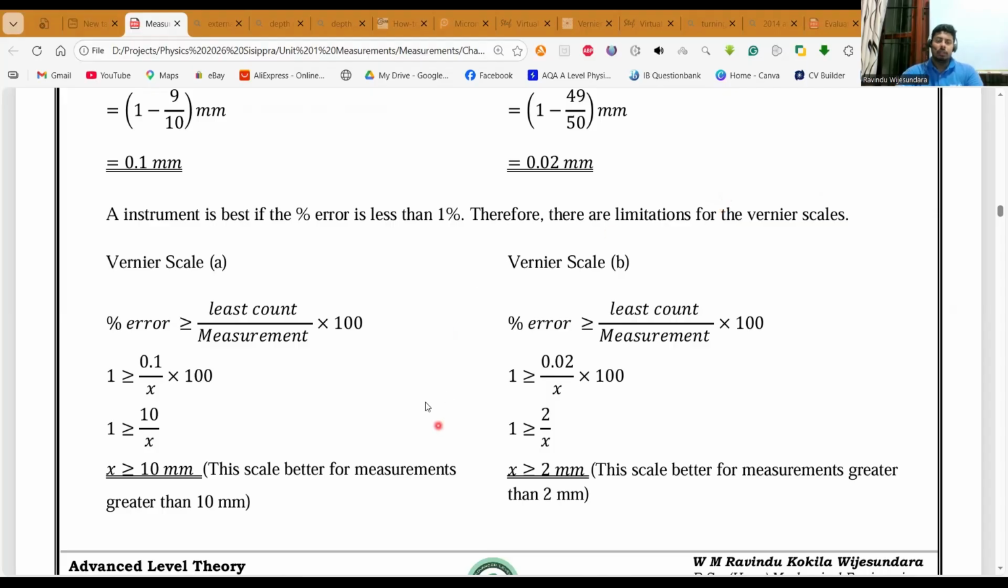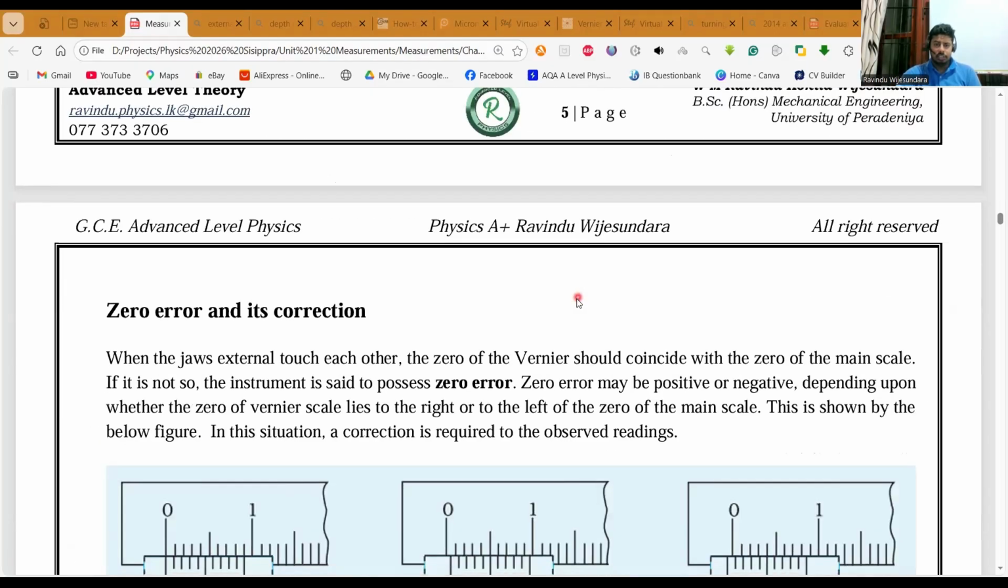So we need an accurate answer. That's why we are checking the maximum or minimum measurements that can be taken with each vernier caliper with a maximum percentage error. The maximum percentage error is 1%. You cannot have an error of more than 1%. If you have an error of more than 1%, then you should not use that instrument to take the measurements. That is what is discussed here.